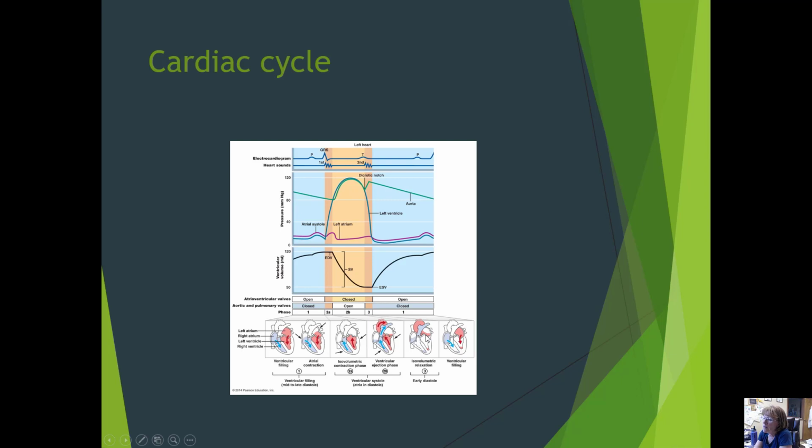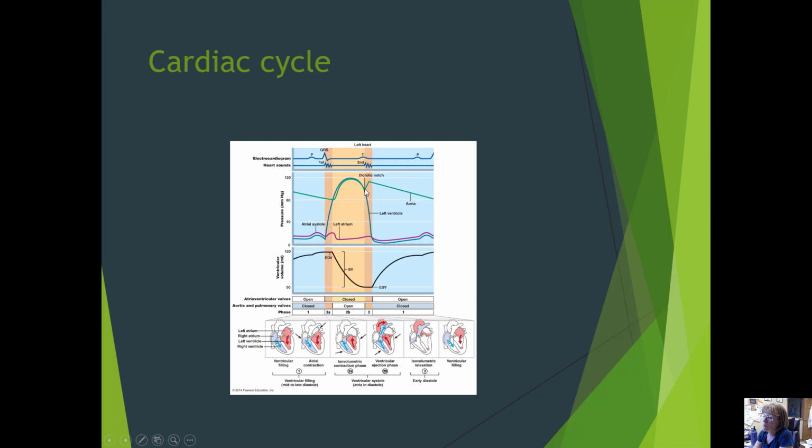So you can see the AV valves are closed, the semilunar valves are closed, the blood's in the atria, and this ESV is down here in the ventricles, but no blood is coming into the ventricles, and so that's why we call it isovolumetric again. And then it's relaxation because the ventricles have relaxed. This is going to be early diastole because everybody has started to relax now, and then we're going to start ventricular filling all over again.